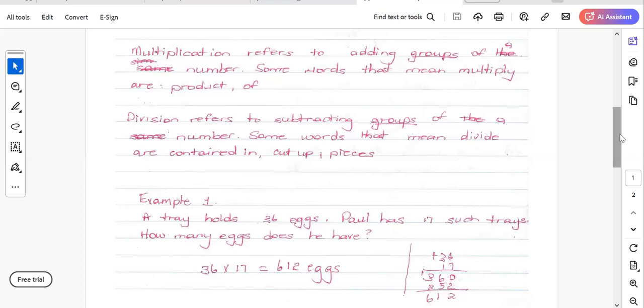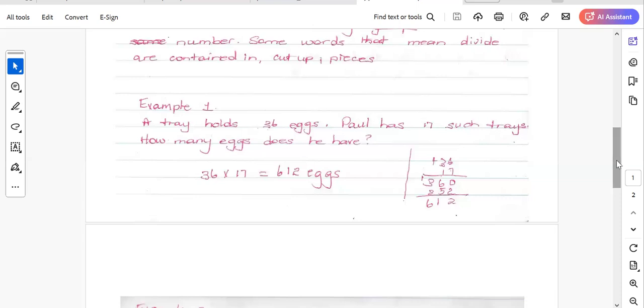So let's look at example 1. Example 1 says a tray holds 36 eggs and Paul has 17 such trays. How many eggs does he have? So if he has 17 trays and each one of those trays has 36 eggs, that's a multiplication sum. 36 by 17, and we do our little calculation, is 612. So he has 612 eggs altogether.